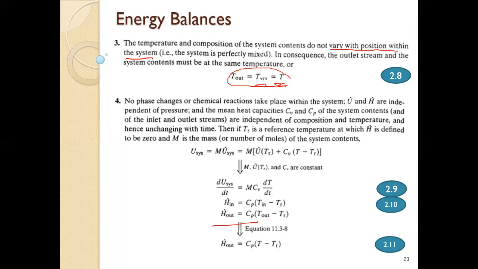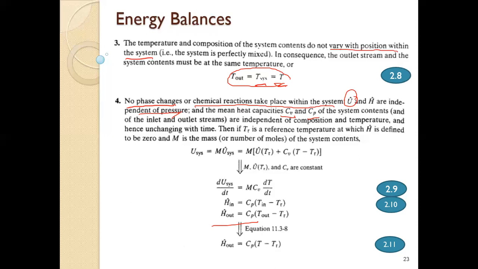So for the next assumption, no phase change or chemical reaction takes place within the system. For the case of no phase change and no chemical reaction, the change of internal energy and the change of entropy do not depend on pressure. This means that Cv or Cp of the system is independent of the composition.